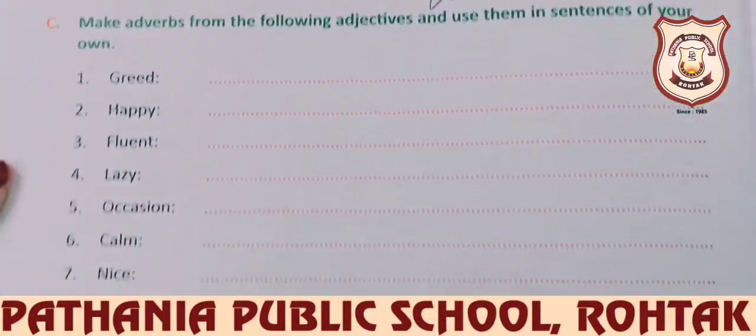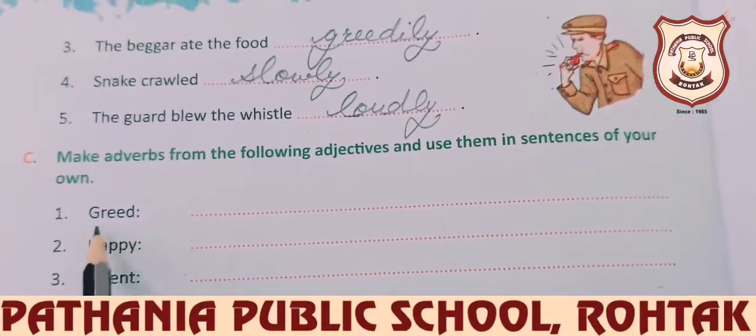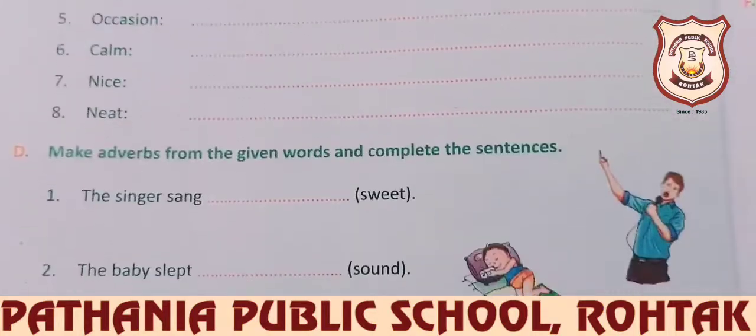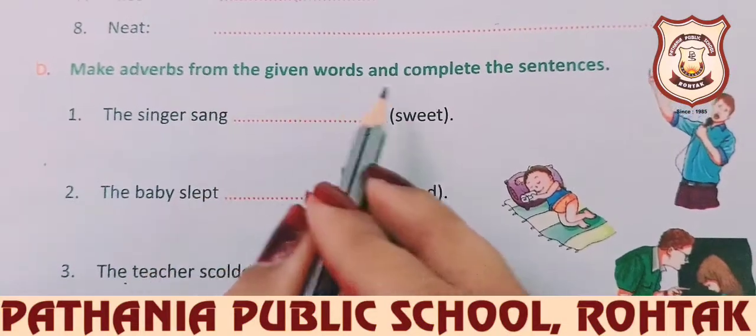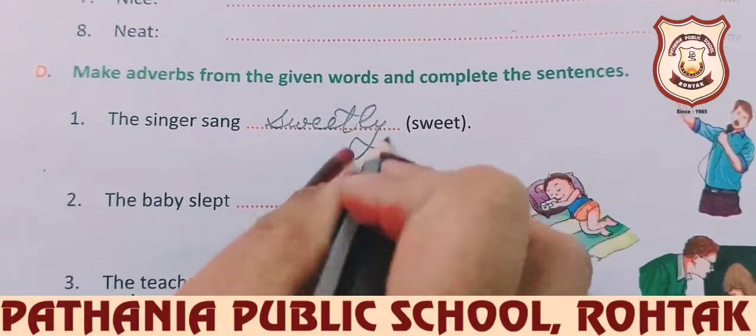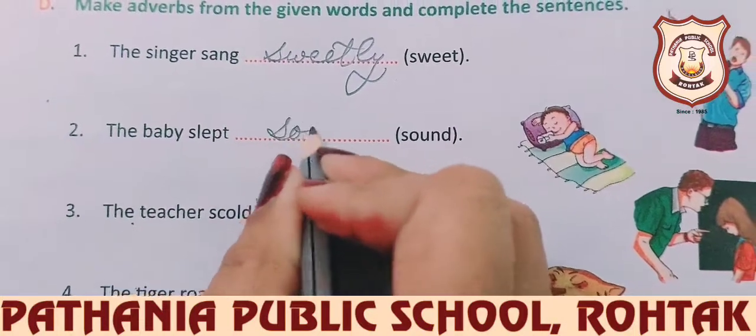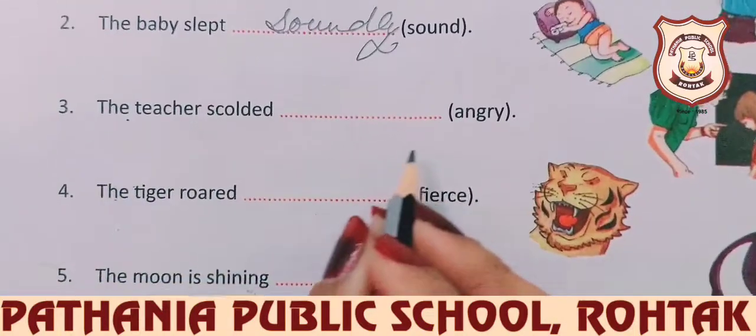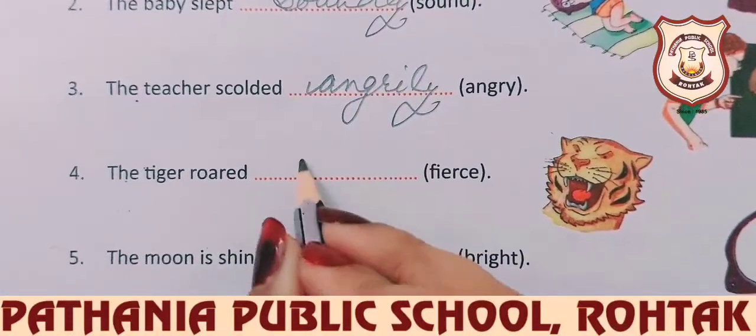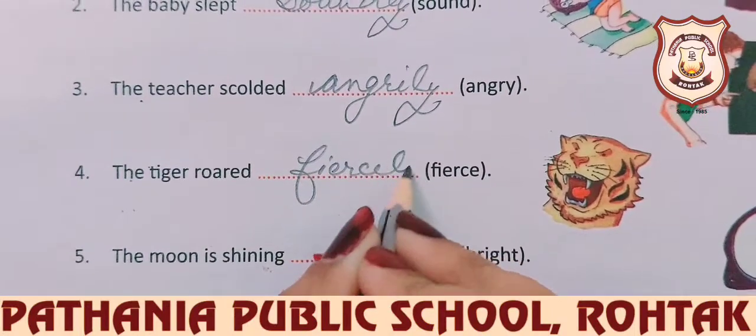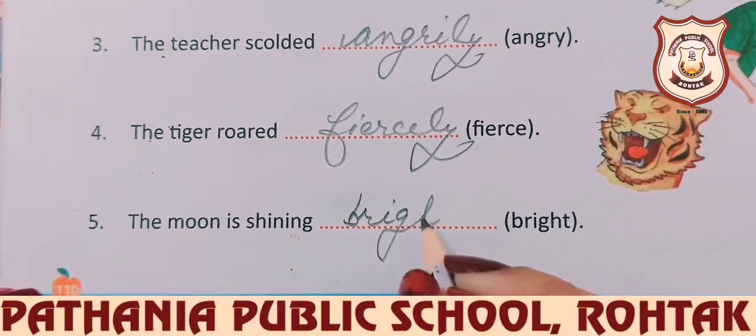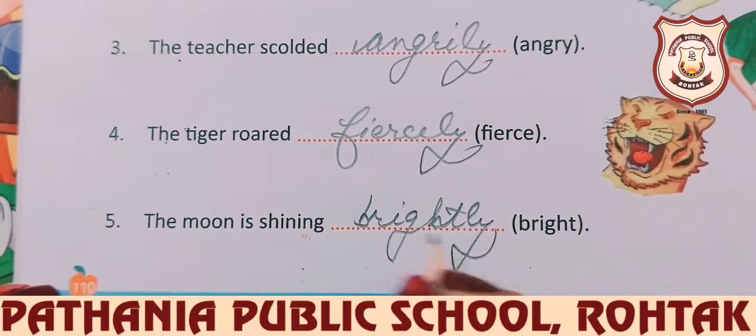The next part you will do by yourself. You will frame your own sentences by adding ly. You have to change them into adverbs of manner. Make adverbs from the given words and complete the sentences. The singer sang sweetly. Ly you will add. The baby slept soundly. The teacher scolded angrily. The tiger roared fiercely. The moon is shining brightly.